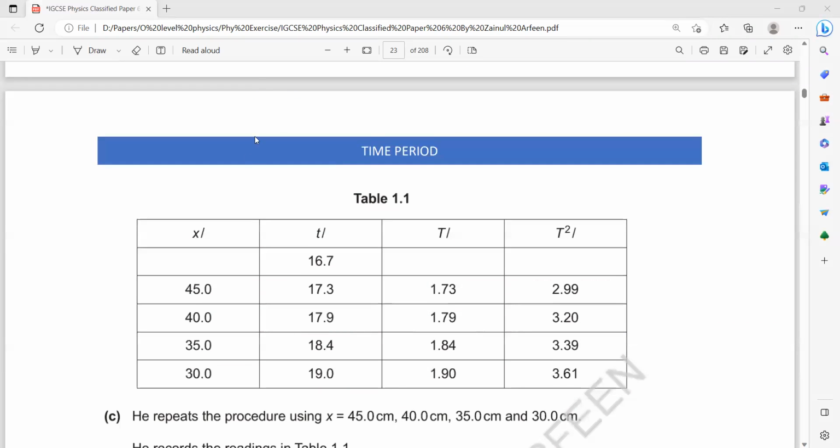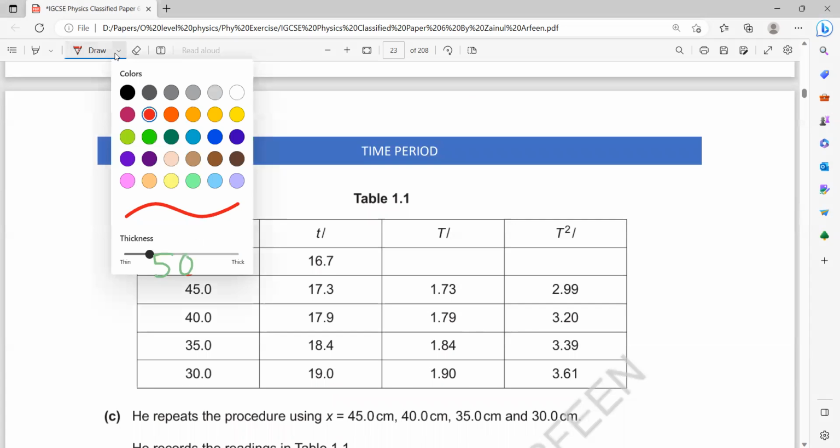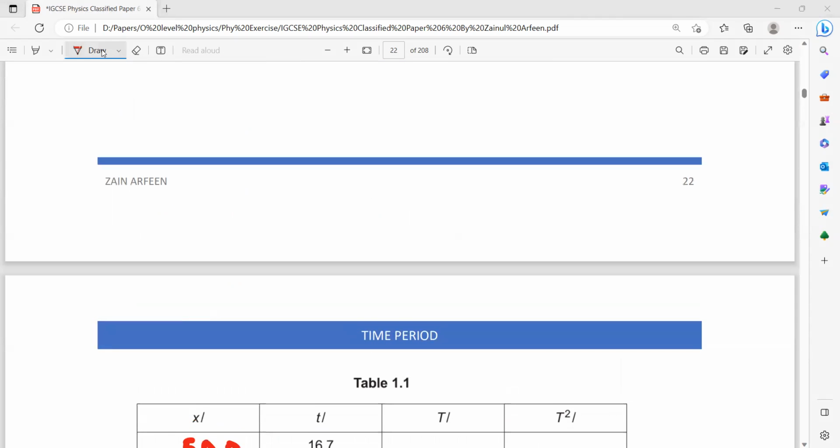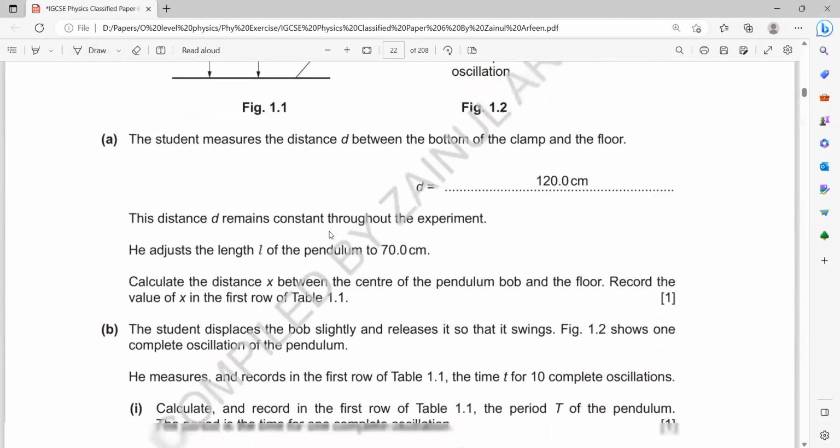So as I mentioned here, record this in a table. So we'll write here 50. But not 50, we'll write 50.0, because you should use the same number of decimal places or significant figures for the result. So even though it's 50, we'll write it as 50.0.